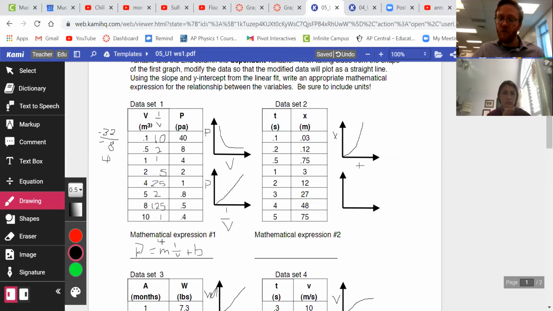So what's 10 times 4? 40. Whoa, that's the pressure, isn't it? What's 2 times 4? 8. What about 1 times 4? 4. 1/2 times 4? 2. What's 1/4 times 4? 1. Exactly. So you're starting to see the trend there.